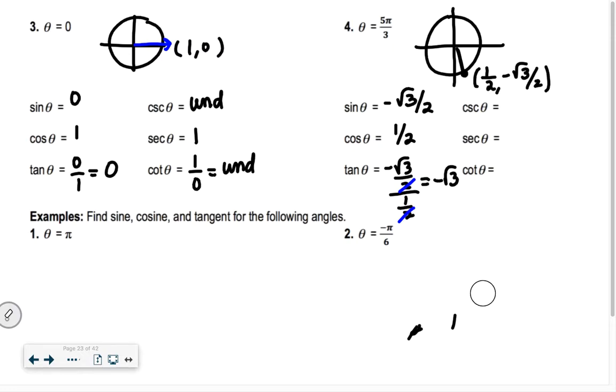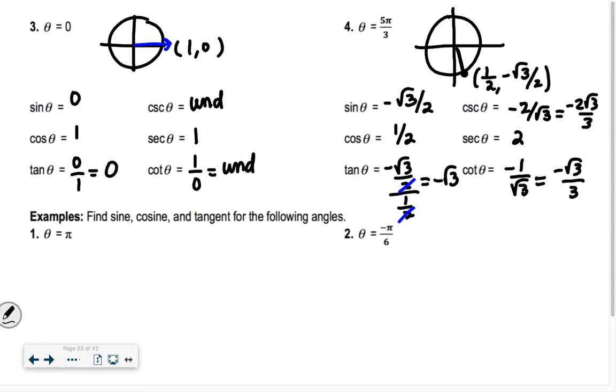All right, so then the reciprocals. So I have negative 2 over root 3, which is negative 2 root 3 over 3. I have secant, which is the reciprocal of cosine, so 1 over 2, its reciprocal is 2. And then cotangent is negative 1 over root 3, which ends up being negative root 3 over 3. If it's a reciprocal, does it go from negative to positive? No.